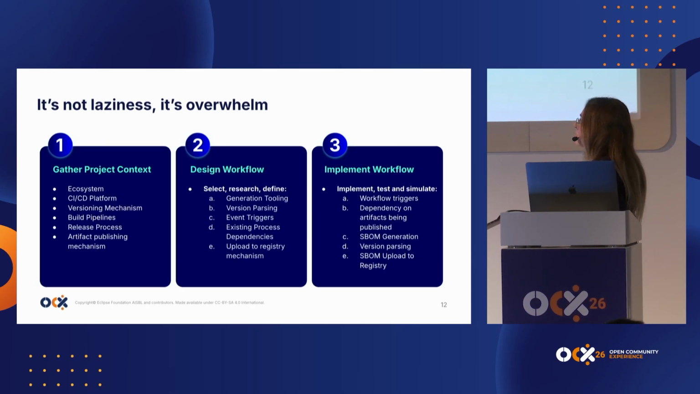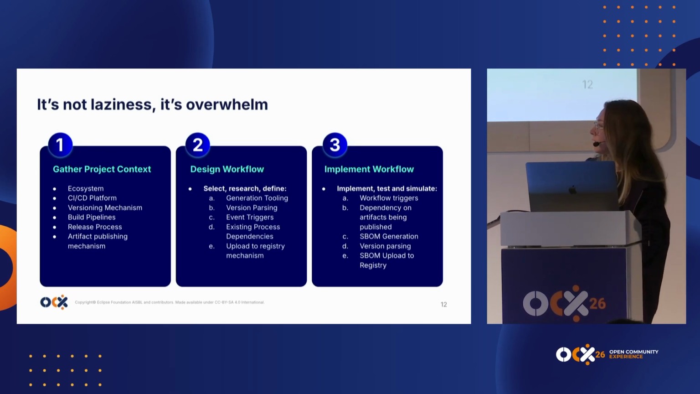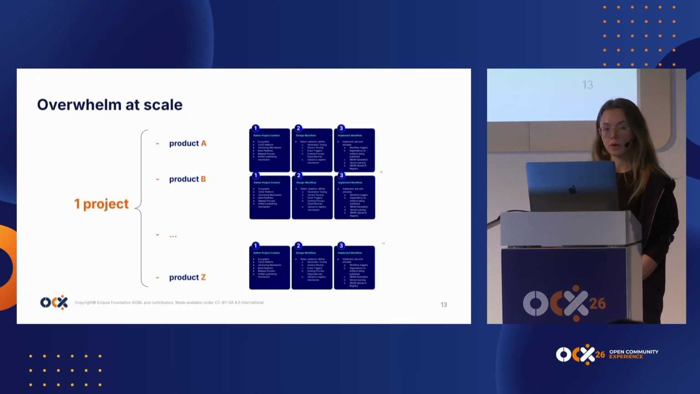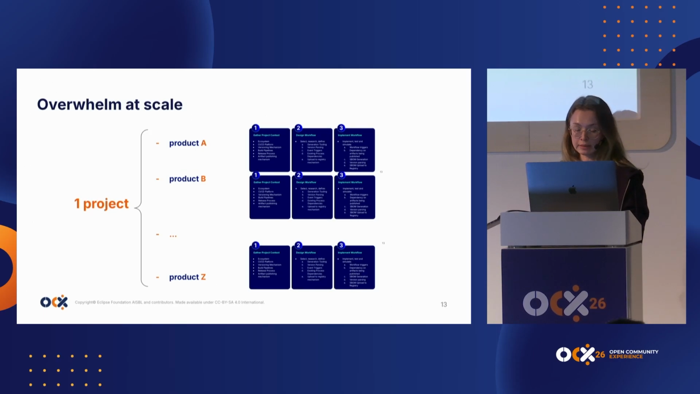As you can see here, this is a list of steps that an engineer has to go through to build an automated pipeline that generates an SBOM for every new release of a software product. So fairly complex to begin with. And then if you scale it, it becomes even more overwhelming, because one project might contain one product, but it also may contain 2 or 10, depending on project specifics.